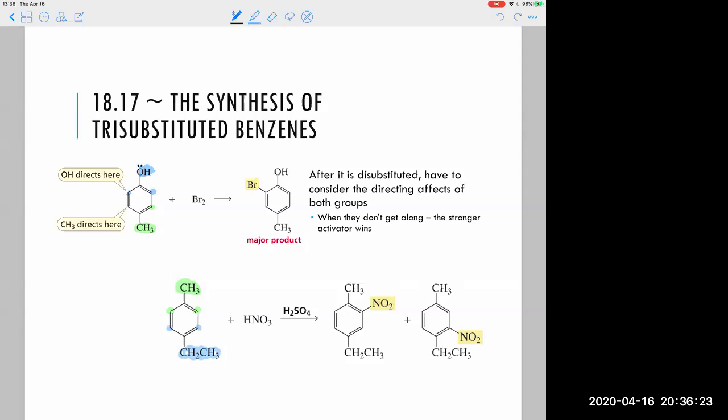All right, but those are your considerations. If you have two substituents, you've got to look at where they're going to direct. If there's a conflict, which one's stronger?